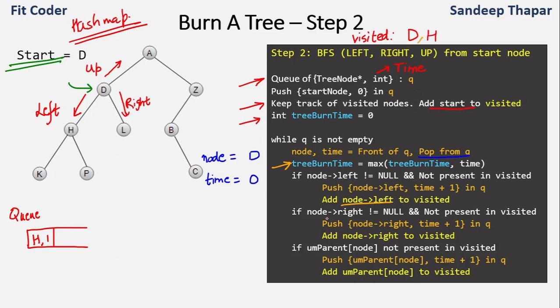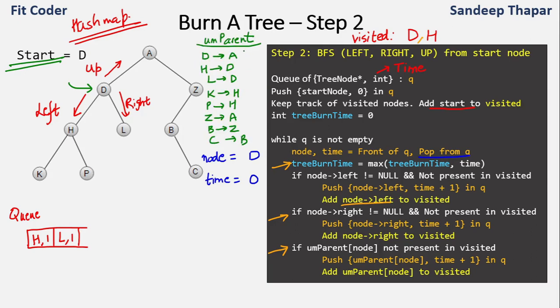Then we check node right, which is L, and L is also not present in visited. So we push L comma 1 in the queue. Then we check if the parent of D is not present in visited. In the previous step, we calculated the parent of each of the nodes. So if we write it down here, parent of D is A and it is not present in visited. So we push A comma 1 in the queue and we add A to visited.